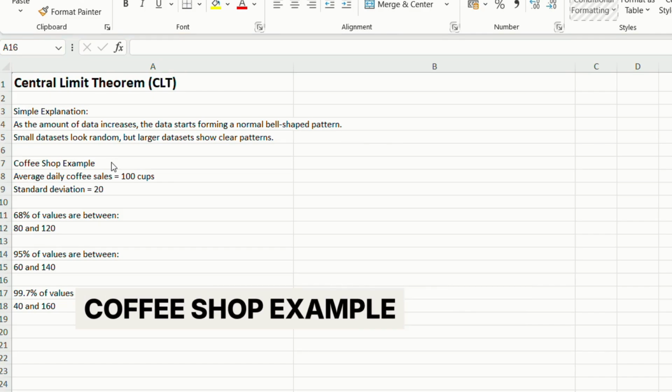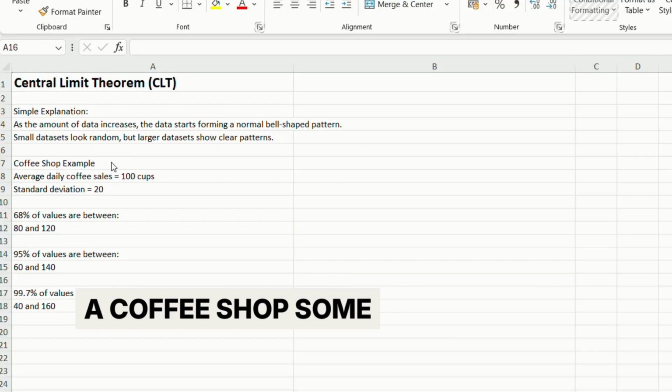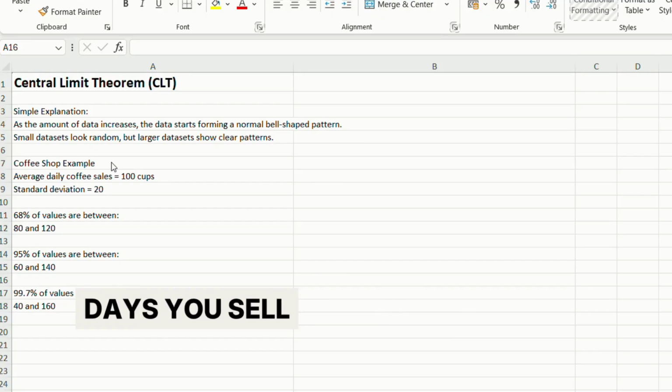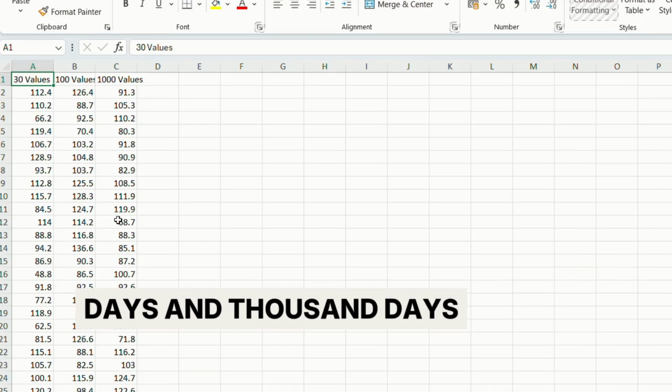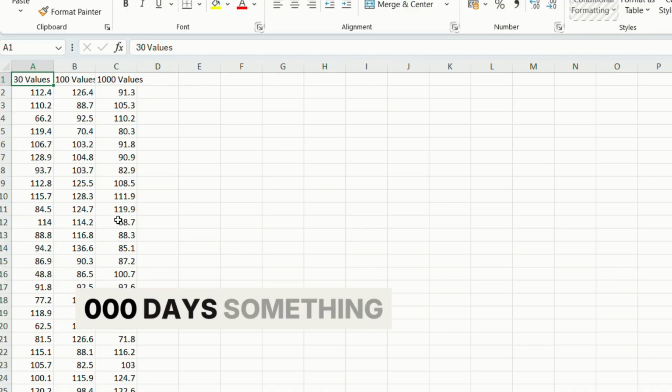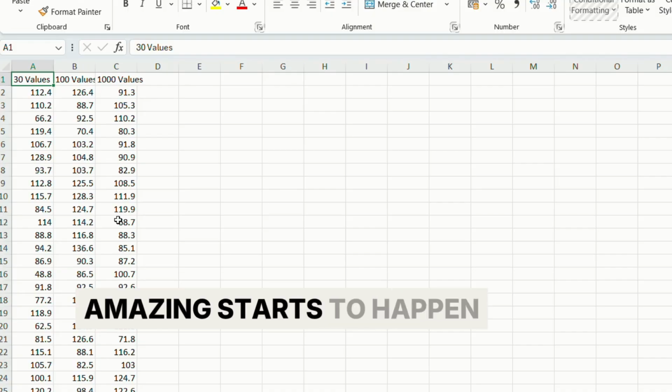Coffee shop example. Imagine you own a coffee shop. Some days you sell 20 coffees per day, some days 45, some days only 10. At first the sales numbers look completely random. But what happens if you collect the sales data for 30 days, 100 days, and 1000 days, or even 10,000 days? Something amazing starts to happen.